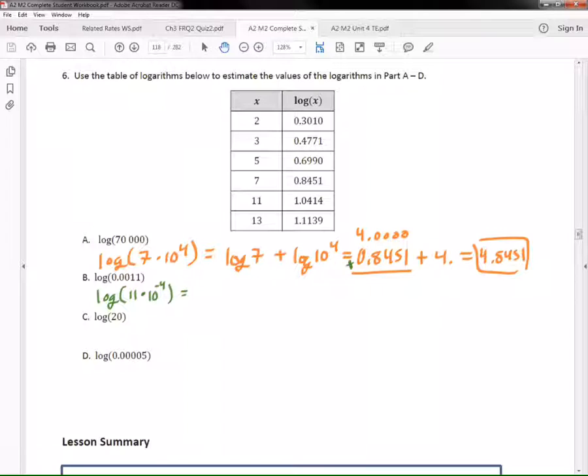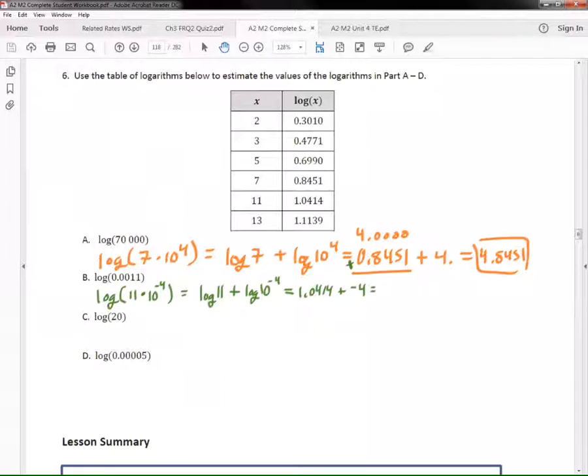Okay, so now we can split that up by going log of 11 plus log of 10 to the negative 4. Is everybody still with me? Yes. And then we get log of 11 from right here. Log of 11 is 1.0414. That's how they did it in the old days. They used a table. They didn't have a calculator. Plus, what is log of 10 to the negative 4? Negative 4. All right. We have a negative and a positive number. We have to subtract them.